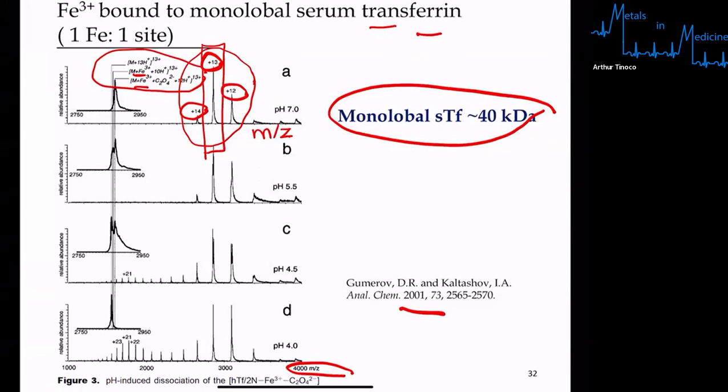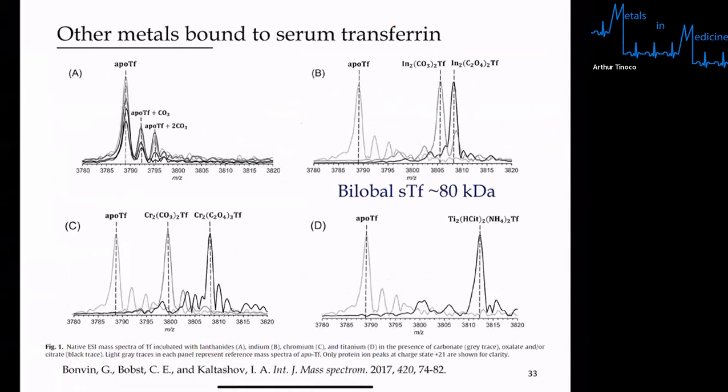That particular protein is a pretty big protein. But let's look all the way to 2017. Now this has evolved quite a bit, and the level of detail is even more precise. So here we're looking at the protein in its bilobal form. That is the complete protein, which is 80,000. All right, so now we've doubled the mass.